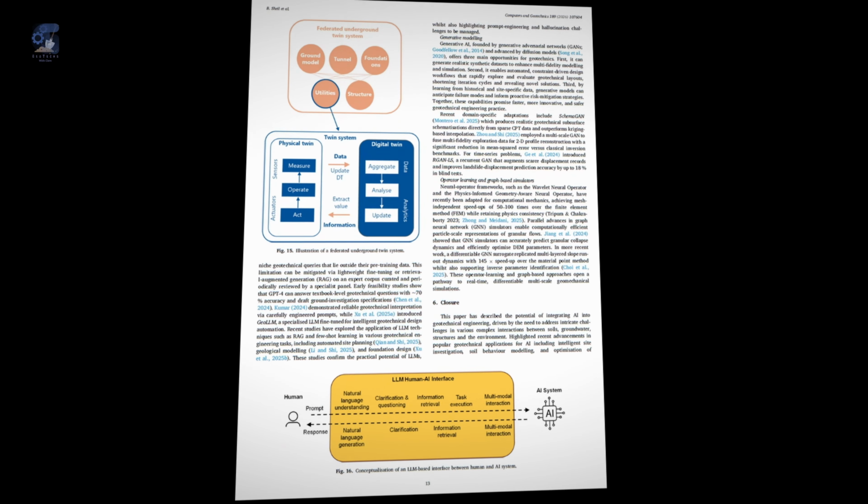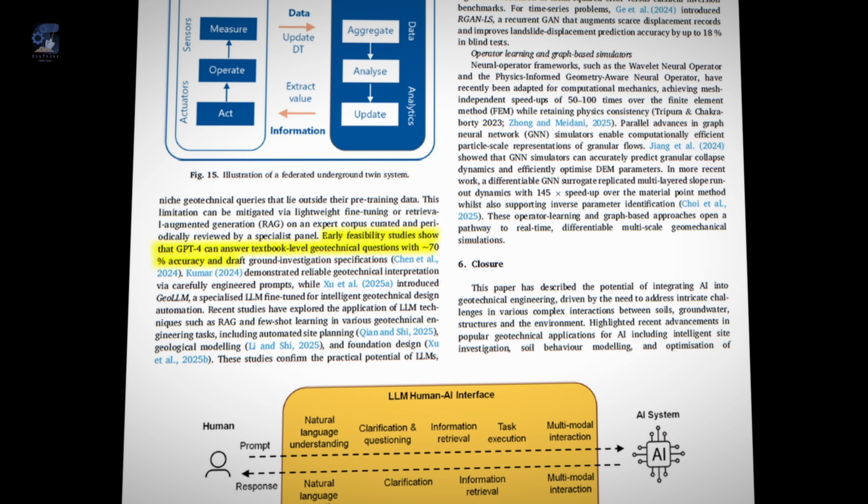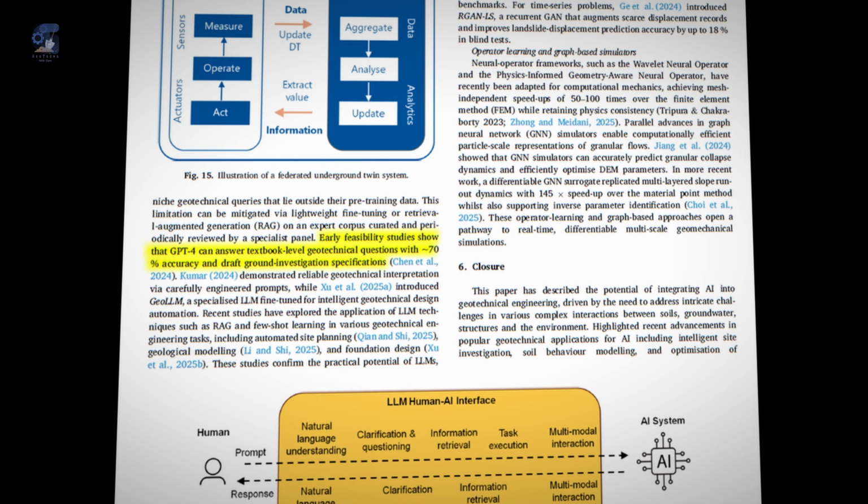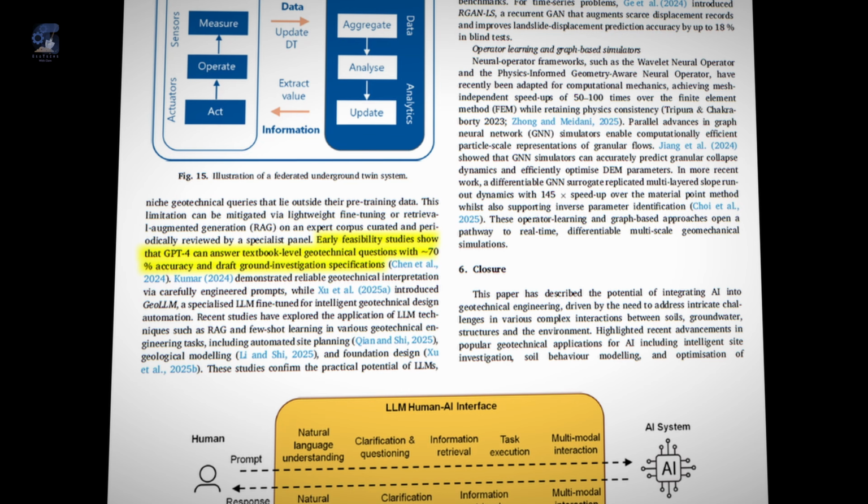of AI in practice. Large language models, or LLMs, like GPT-4 and other specialized frameworks are being used to revolutionize human algorithm interaction in geotechnical practice. LLMs are being used to draft ground investigation reports and automate intelligent geotechnical design workflows. Early feasibility studies indicate that general LLMs can answer textbook-level geotechnical questions with an approximate 70% accuracy, though they are still faced with challenges like hallucination and spurious reasoning.